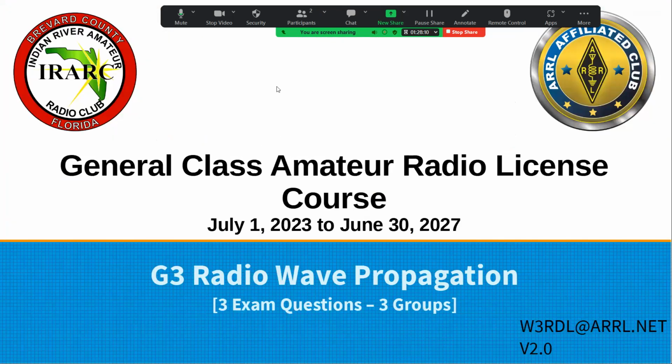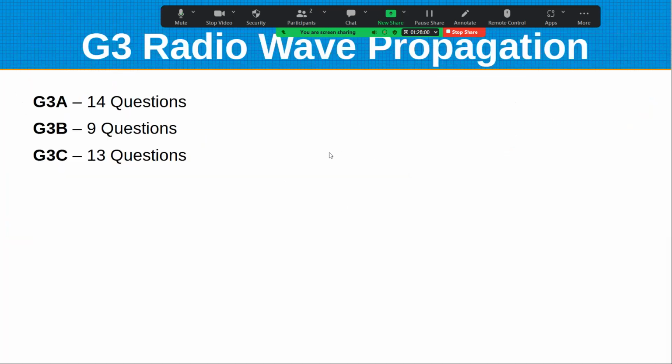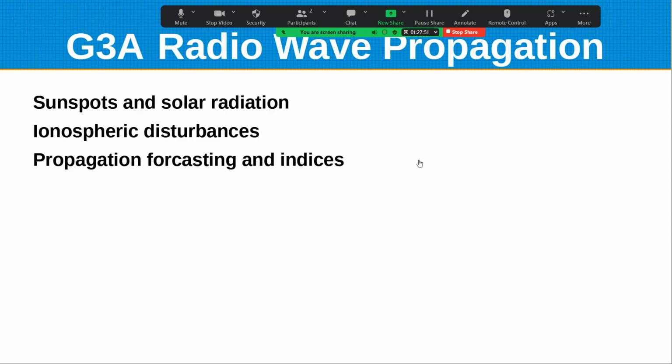All right, we're going to talk about radio wave propagation, sunspots and solar flares and all that good stuff. So there'll be three questions out of this sub-element. The first section is on sunspots and solar radiation. We talk about ionospheric disturbances and propagation forecasting in the A and K indices.